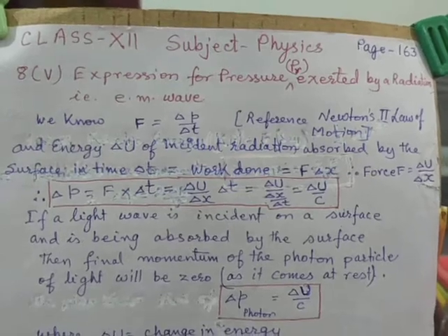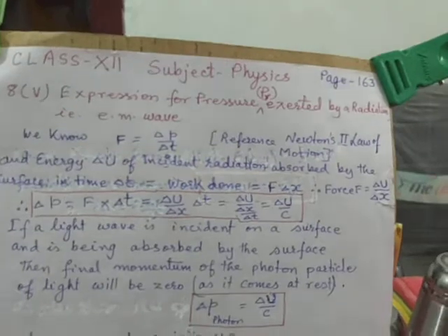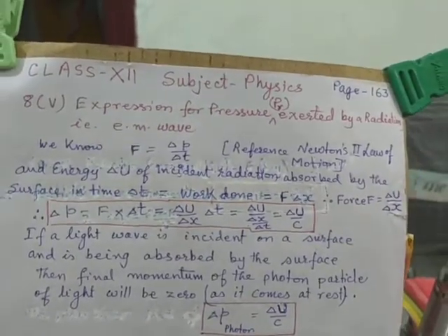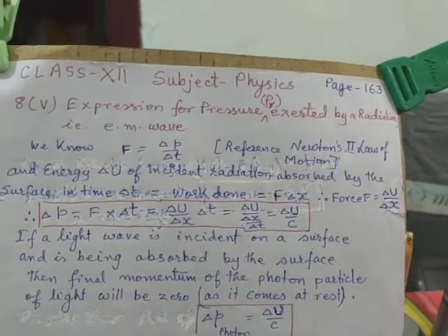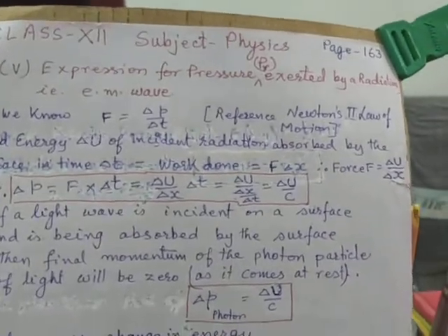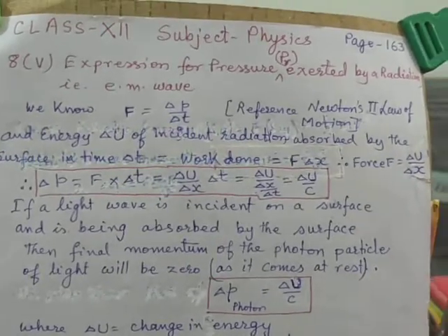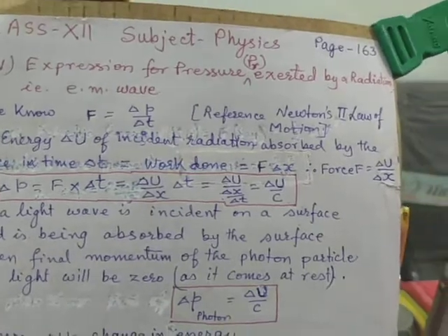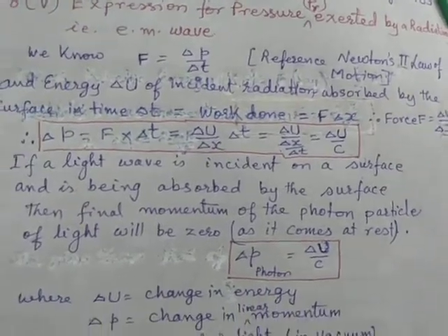Class 12. Today we are going to find the expression for pressure exerted by radiation. It is otherwise not visible, but we can prove it also through a simple experiment which I shall be discussing later on. But before we do that, let us find the expression for the pressure exerted by radiation, that is electromagnetic wave, that is light wave.